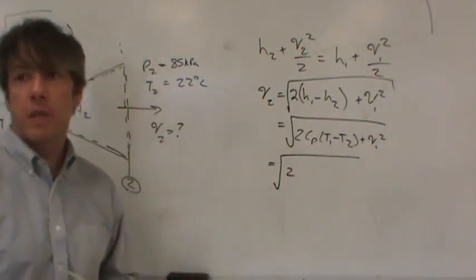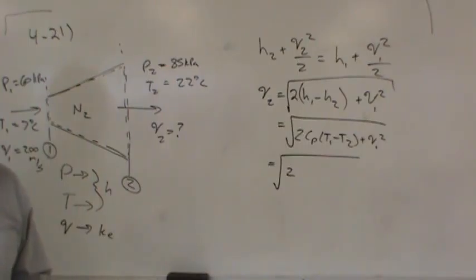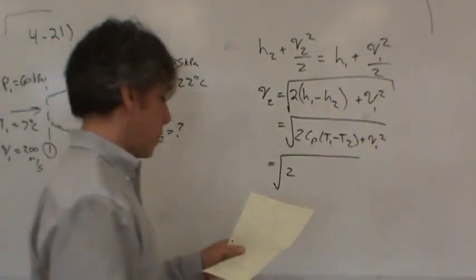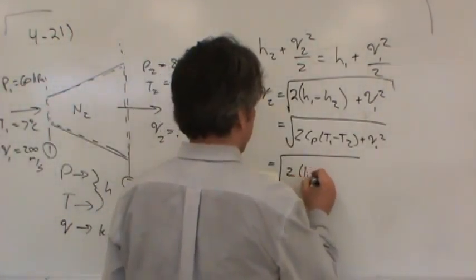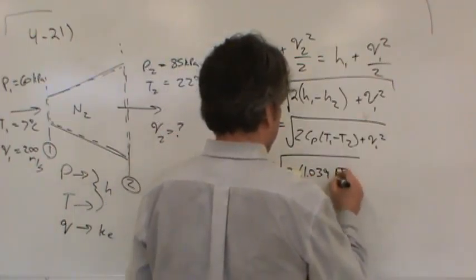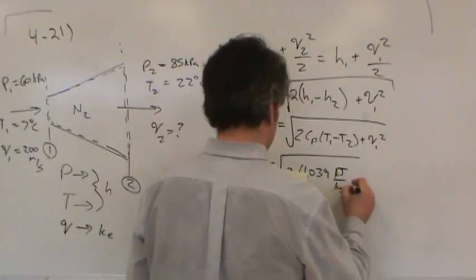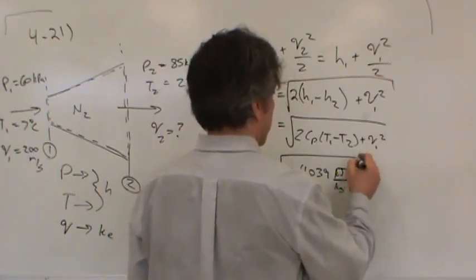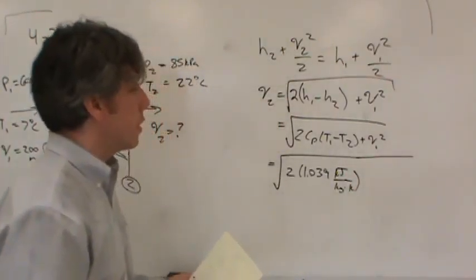So square root of 2, the heat capacity of nitrogen. Do you see that in your book? It's in the first appendix. It's 1.039. Good. What page did you find that on? 843. 1.039 kilojoules per kilogram per Kelvin. That's the heat capacity, Cp, of the nitrogen.